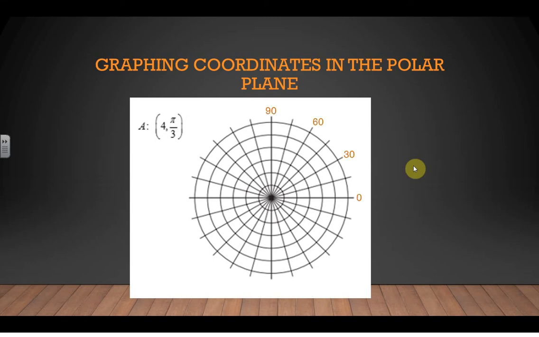4 pi over 3. So look at the diagram coming in. You're used to that, okay? How long did we spend in the unit circle? Notice I skipped 15 and 75, but they're there. Okay. So 4 pi over 3. So pi over 3, remember 180 divided by 3 is 60. So 60 is right there. And where is 4? Right there, because you go 1, 2, 3, 4 radii to get there. So it's a point. That's all there is to it.